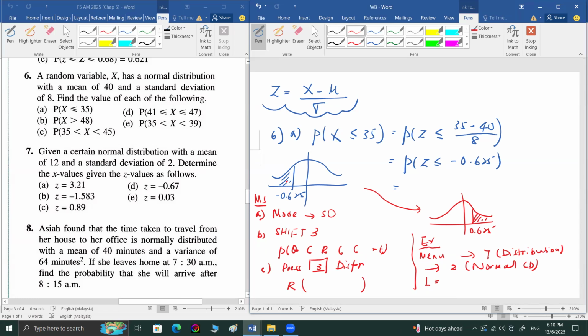So I show you once again for using the calculator one. Just a minute. Okay, let's say you're using this calculator. I do some revision with you.